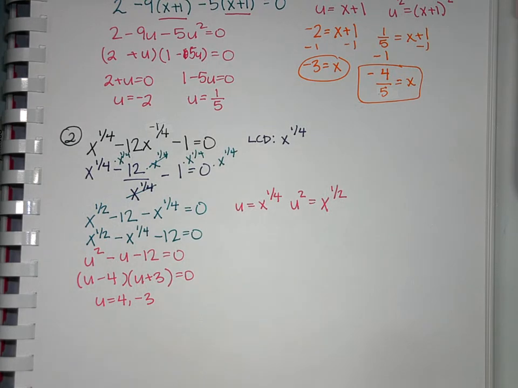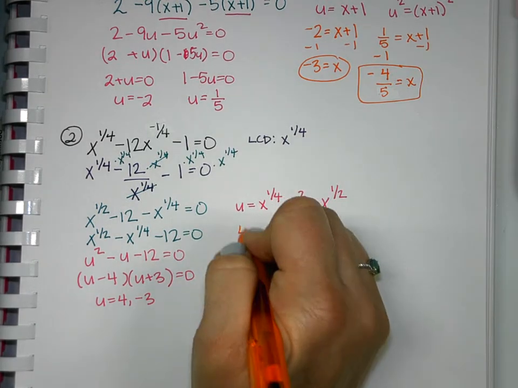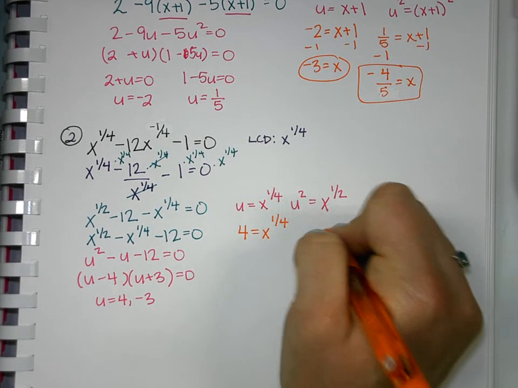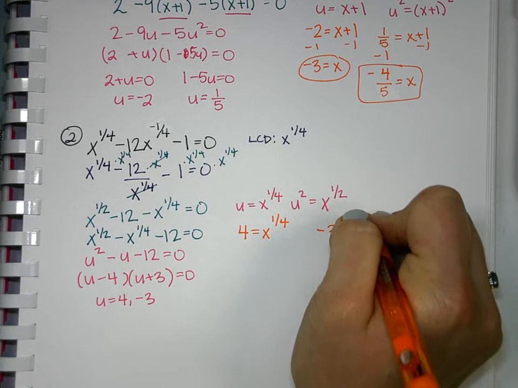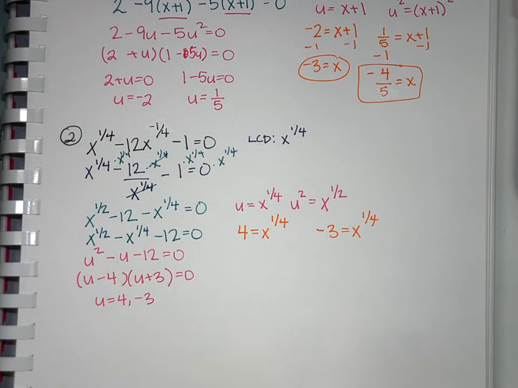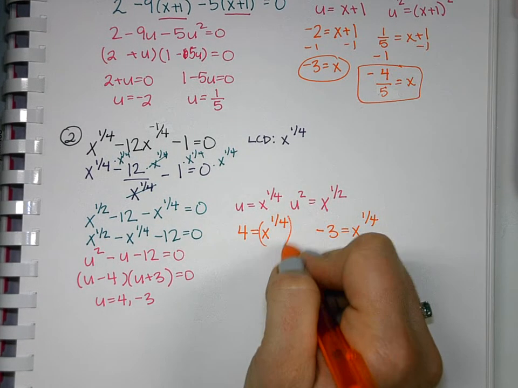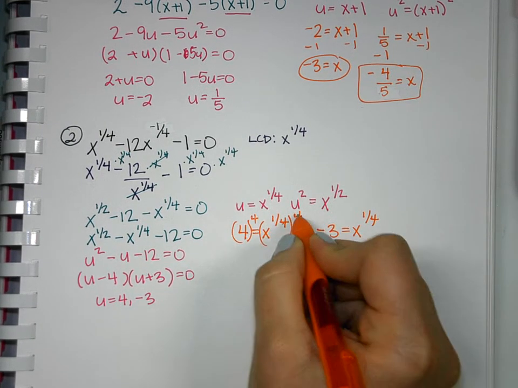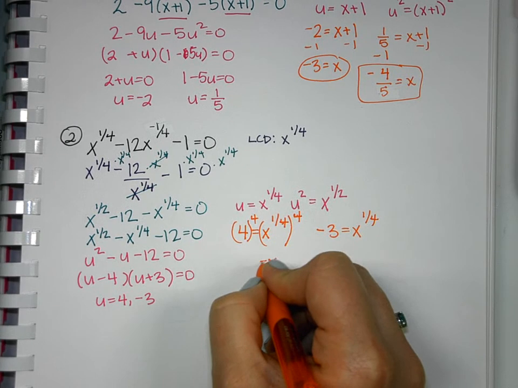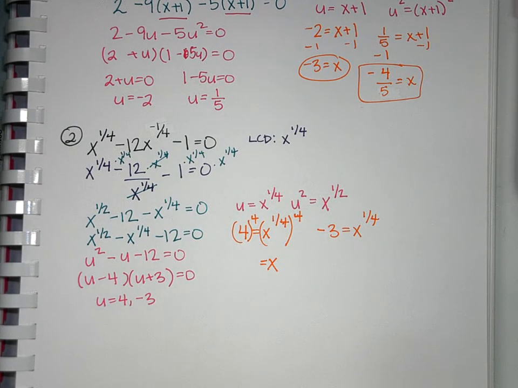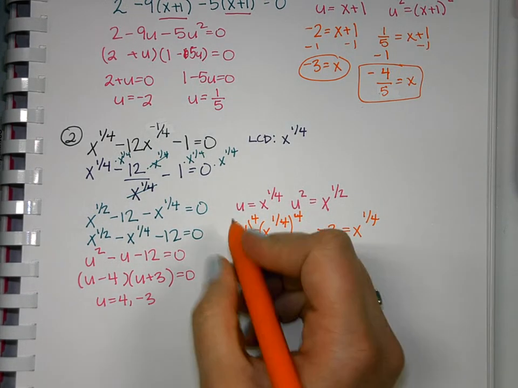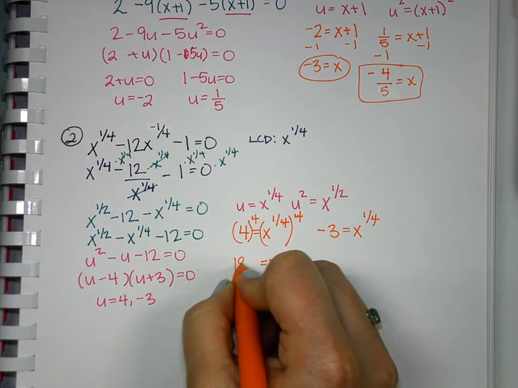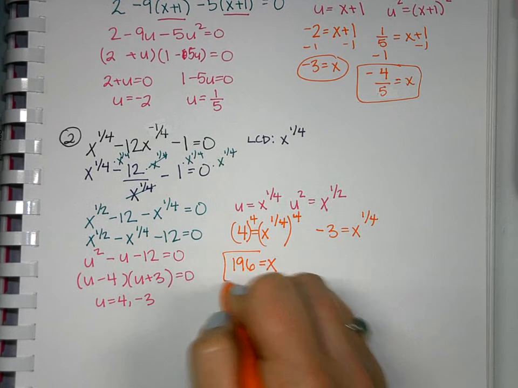We need x's. So I'm going to say 4 is equal to x to the 1/4, and then I'll also have -3 is equal to x to the 1/4. So to get rid of the 1/4 power, we raise to the 4th power, because 1/4 times 4 is 1, giving me just x, and then 4 to the 4th, I believe, is 196. So that would be one solution.